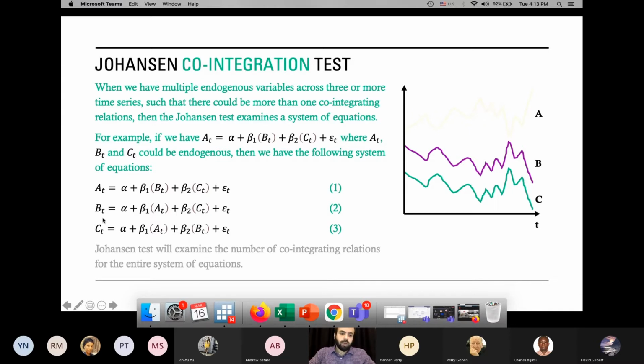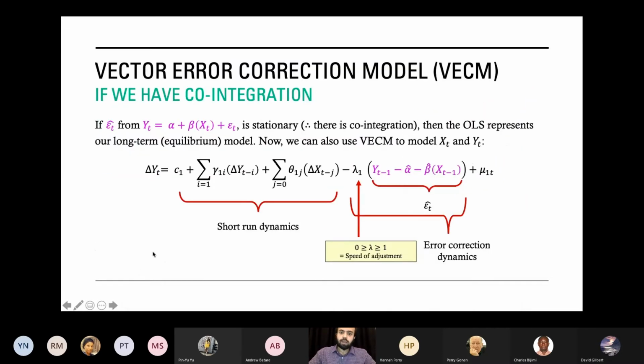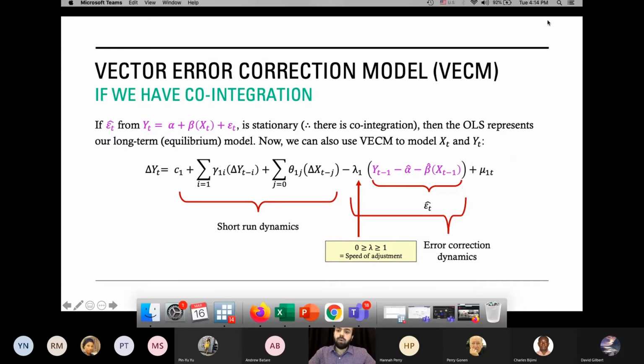We're not going to go into a lot of detail of this, but just to mention that it's very useful where we have a system of equations like these, where we have multiple time series which are endogenous. Then we can use a different type of cointegration test. The idea is that if we do have cointegration, then we can estimate a model using a vector error correction model.